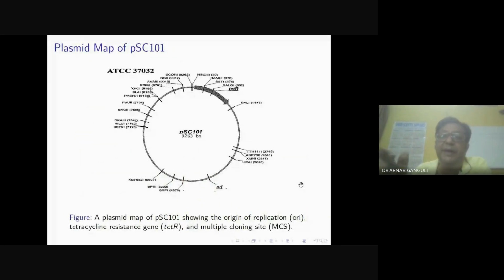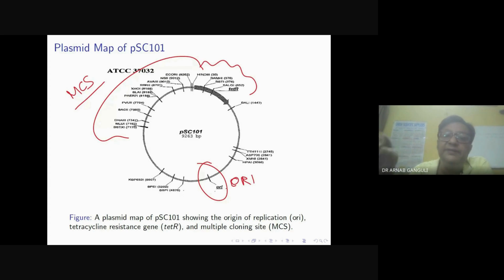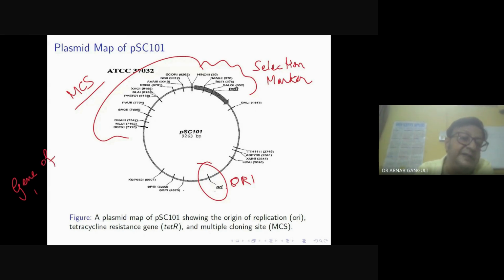So this is the plasmid map. You can see this region is the MCS, or multiple cloning site. This is the origin of replication. And this is the tetracycline gene, the selection marker. And your gene of interest is cloned inside this multiple cloning site.